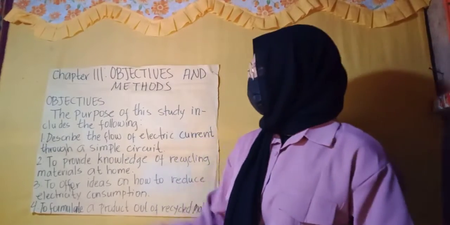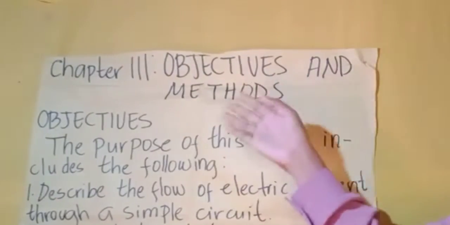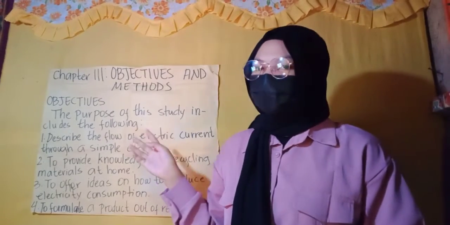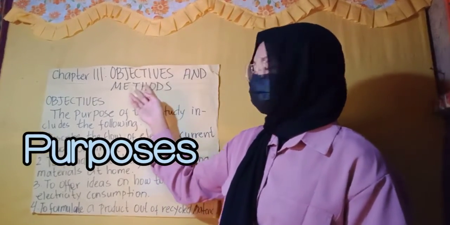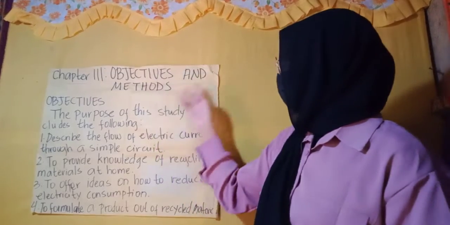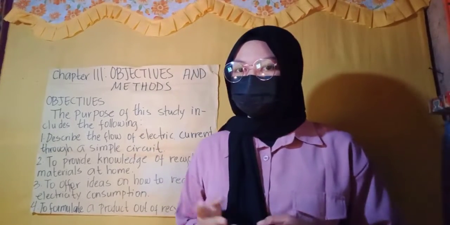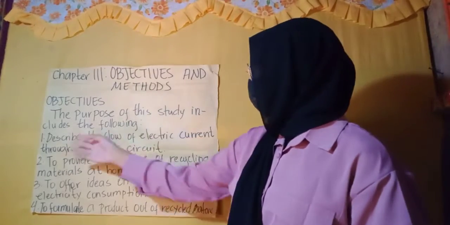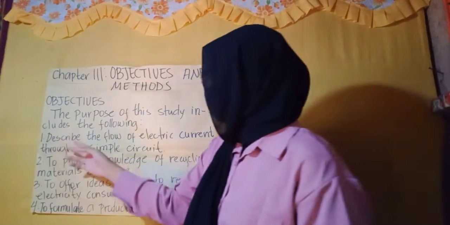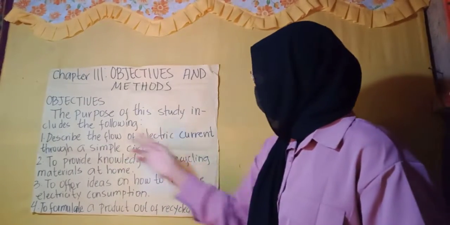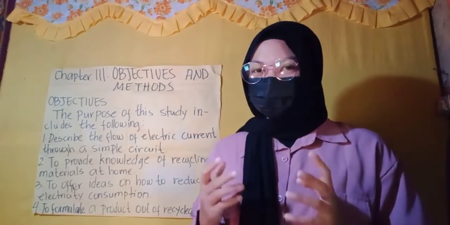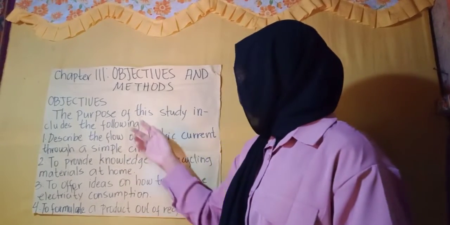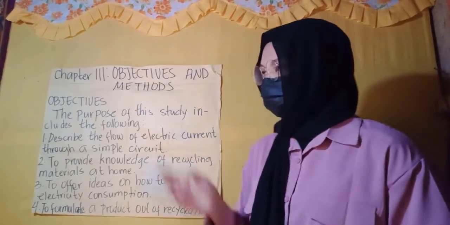Now, let's proceed to Chapter 3, Objectives and Methods. This part of the research plan contains the purposes or the objectives of the study and the method that we used in making the study. Objectives. The purpose of this study included the following. Number 1, describe the flow of electric current through a simple circuit. In this study, it can help us understand the flow of electric current.